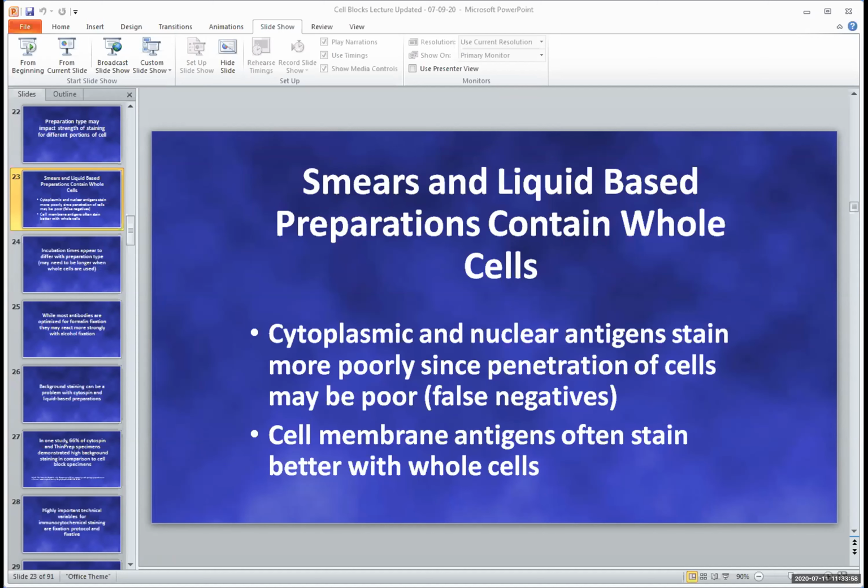So if you say it's weak, moderate, or strong, simply by the staining technique and the preparation you have, you may underestimate the strength of the stain, and that can have implications, at least in some treatment protocols, as to how likely they will receive tamoxifen or another drug. Cell membrane antigens often stain more strongly with whole cells because those are very well presented, and you are indeed able to stain the entire cytoplasmic membrane.